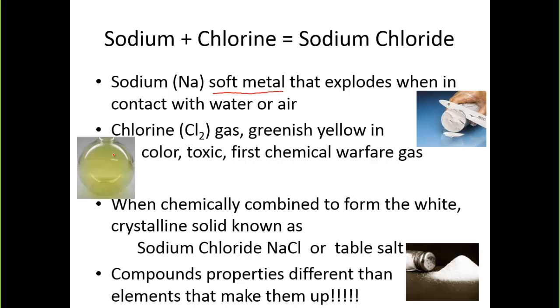Sodium is a very soft metal that explodes when it comes in contact with water or air, over on the left side here. Chlorine gas is a greenish-yellowish gas, which is toxic. It was our first chemical warfare gas, over here on the right. If we chemically combine the two, it forms a white crystalline solid known as sodium chloride, or table salt. So again, this shows our compounds' properties are different than the chemicals that make them up.